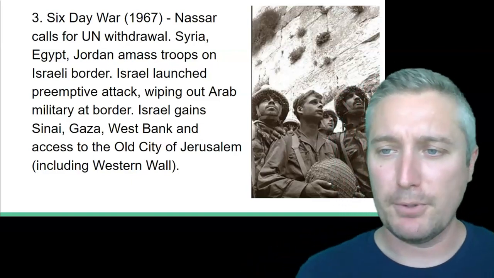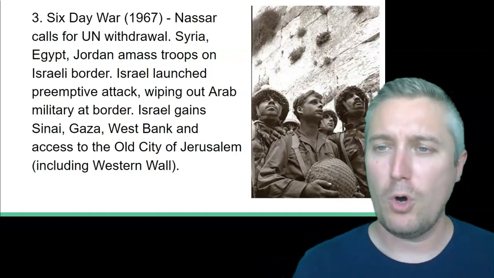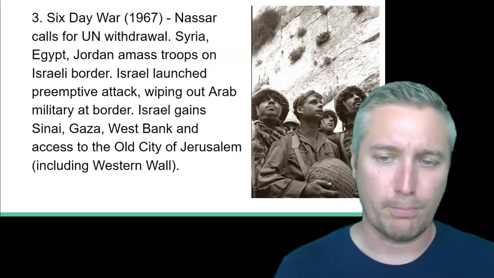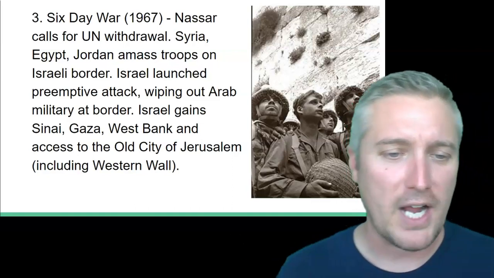You will see people today approach the wall and pray there. In fact, they'll even write little prayers on pieces of paper and slip them in the cracks of the wall.